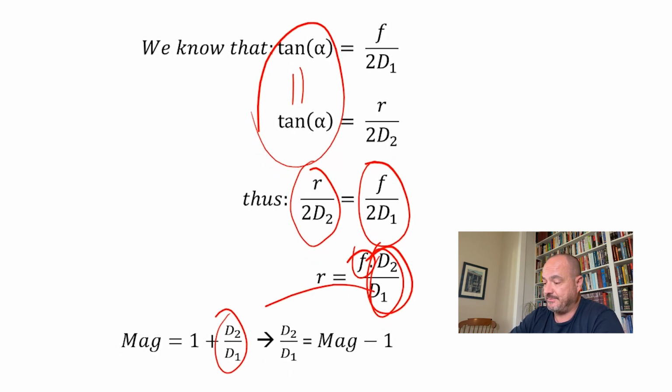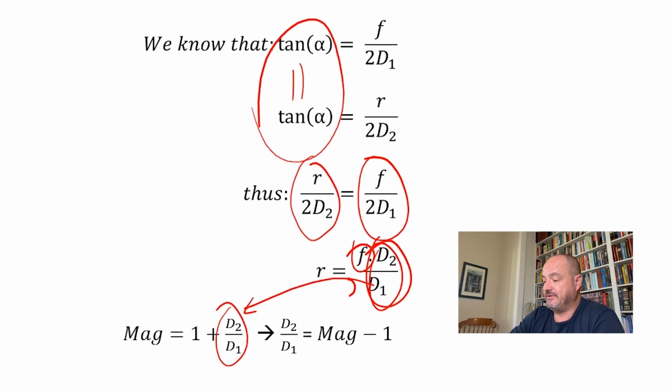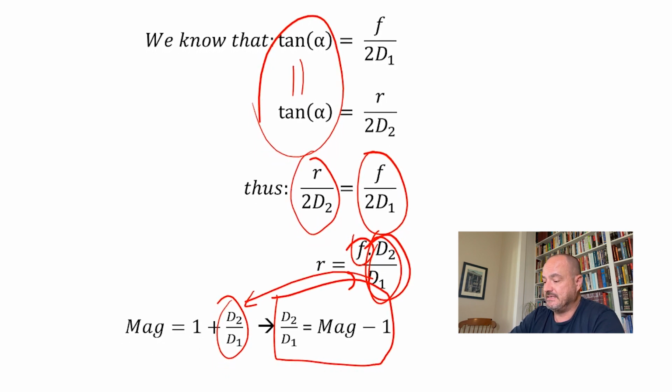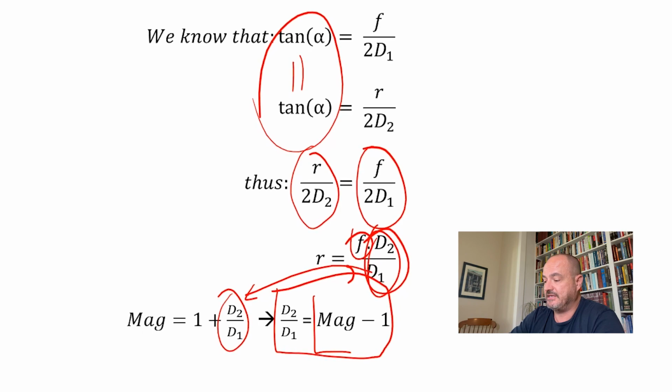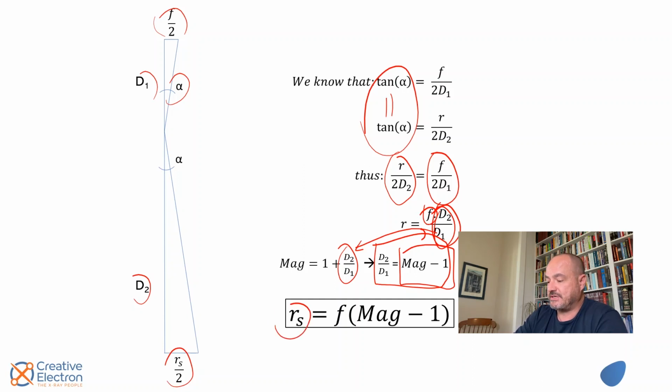Now we also know that magnification is 1 plus d2 over d1. Look at the factor showing up there again. If we isolate that factor, we know that d2 divided by d1 is equal to magnification minus 1. Pretty straightforward. And we get a result that the resolution of the source is equal to f, which is the focal spot size, multiplied by magnification minus 1.